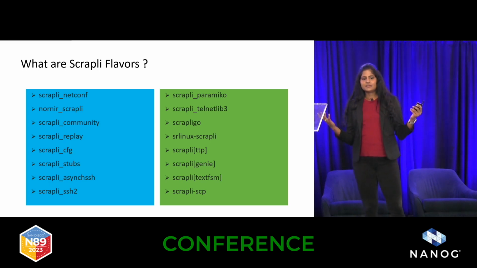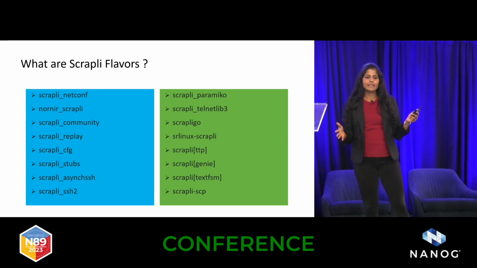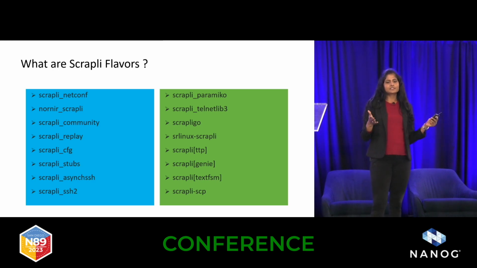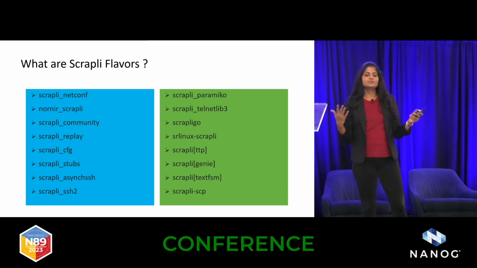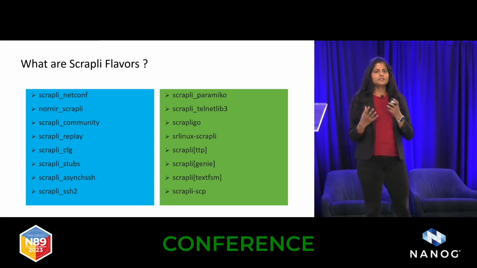Similarly, we have Scrapli Paramiko and Telnet library 3 in order to connect to the network devices using those protocols. And we have Scrapli Go. And we have SR Linux Scrapli, which supports Scrapli on the SR Linux operating system. And it has other flavors called Scrapli TTP, Genie, Text FSM, etc., which help you get the output from the device and convert that output into a structured form using these other extensions.